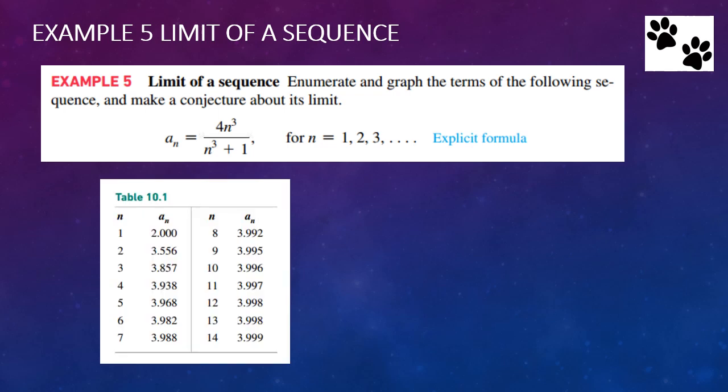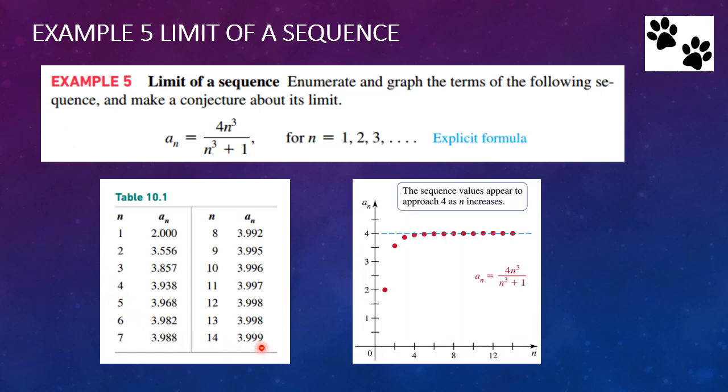If we look at this table of values, these are the first 14 members of this sequence. We can see that it's getting closer and closer to 4. If we graph it, it's quite obvious that this is a convergent sequence and approaches 4 as n goes to infinity, so the limit of this sequence is 4.